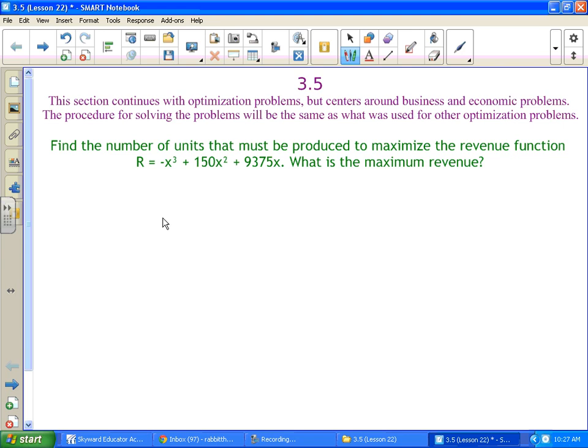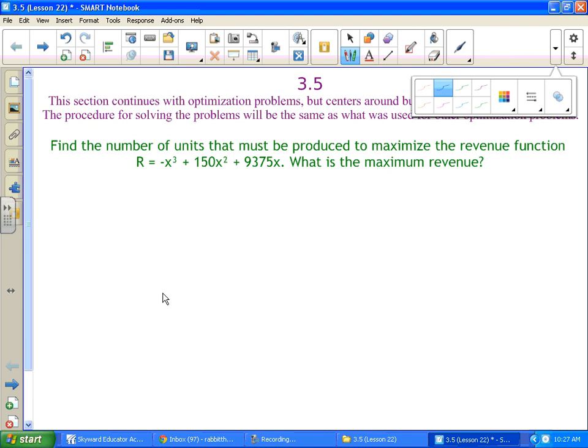So here they actually give me the equation. So is this a difficult optimization problem? No, but I'm still trying to find the maximum revenue. So it's still an optimization problem, not as difficult though. Okay, so how am I going to go about finding the maximum?